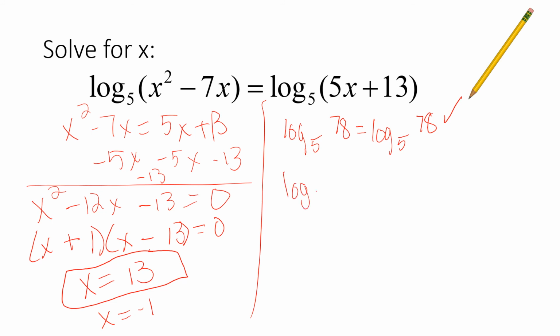If I plug in negative 1, I have negative 1 squared is 1, minus 7 times negative 1, that's going to be 8. I'm just doing this in my calculator, so if you have questions, you can ask me when we get back to class how I got these. And then 5 times negative 1 is negative 5, plus 13 is 8. So actually, both of these solutions work, and neither of them are extraneous.